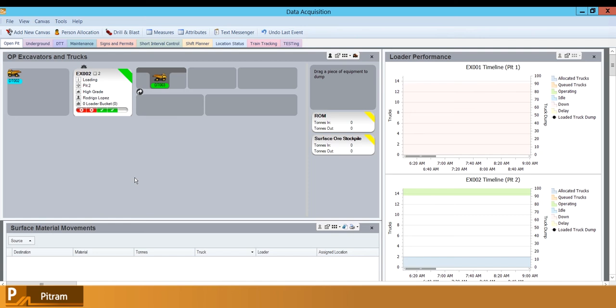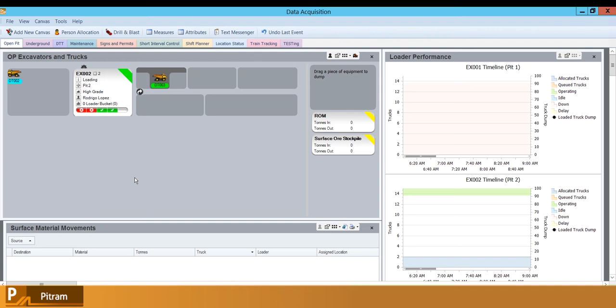So something I think we'll cover in more detail later on, but it's worth going over now, is that states have a kind of hierarchy to them. So fundamentally, there's three states, or there's three state classifications in Pitram. There's the idea that the equipment is operating, that it's idle, or that it's down. So down being broken down, the engine has blown up, something along those lines.